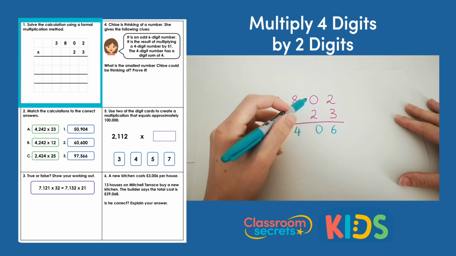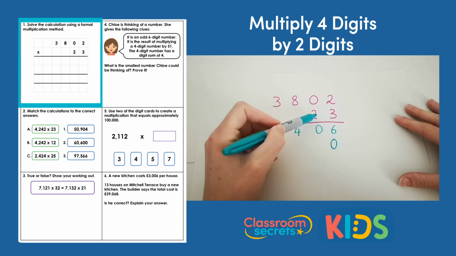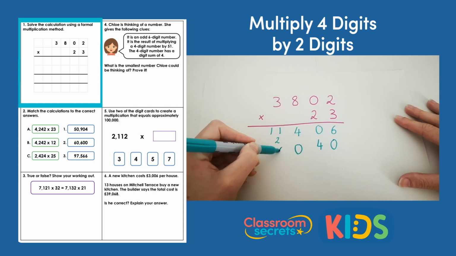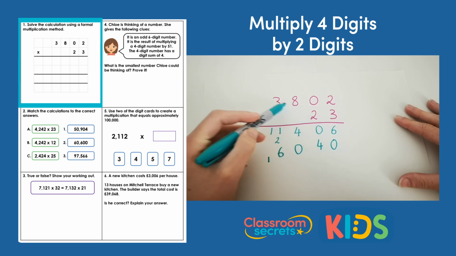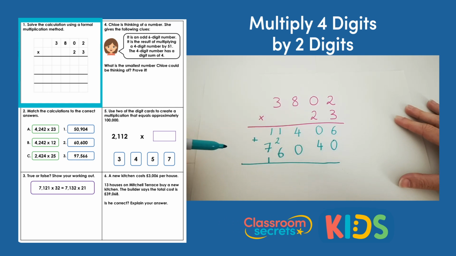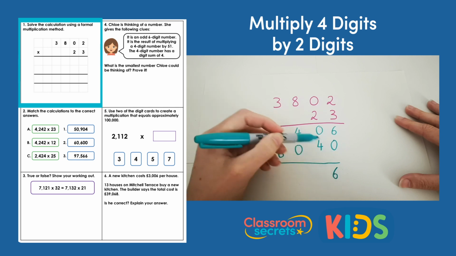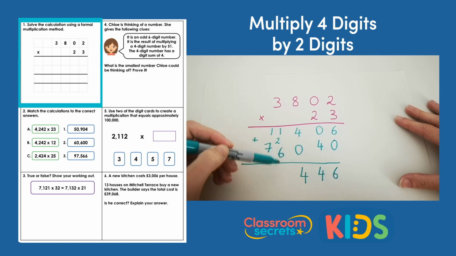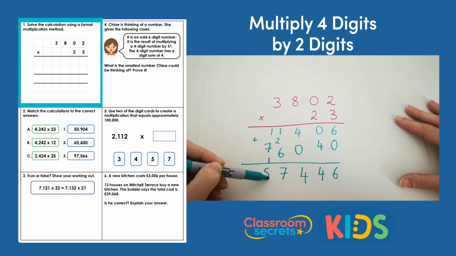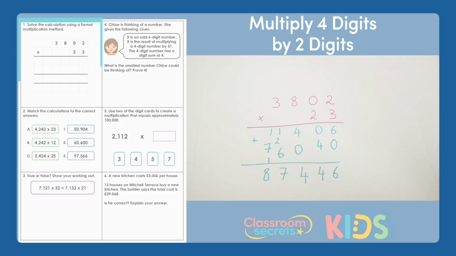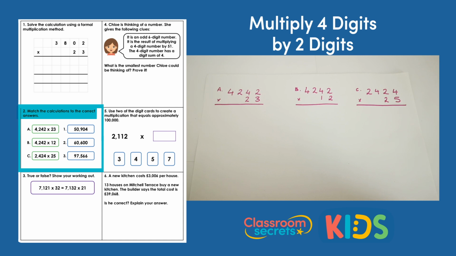Then we multiply by the tens number, so we put a 0 in the ones column. 2 times 2 is 4, 2 times 0 is 0, 2 times 8 is 16, so we exchange again, and then 2 times 3 is 6, add 1 is 7, and then finally add everything together. 6 add 0 is 6, 0 add 4 is 4, 4 add 0 is also 4, 1 add 6 is 7, 1 add 7 is 8. So 3,802 times 23 is 87,446.